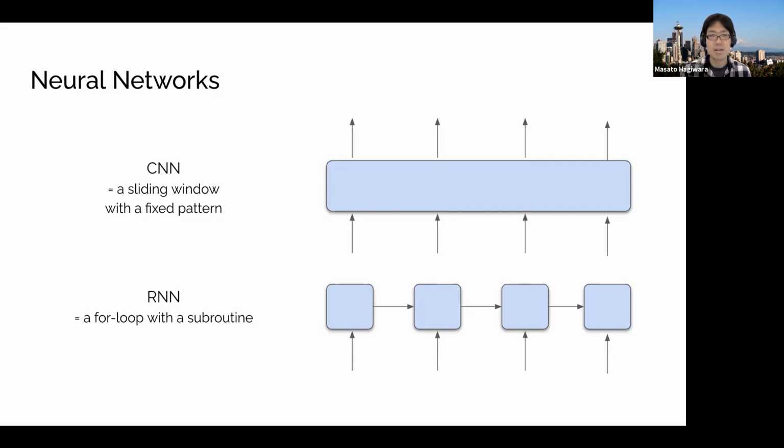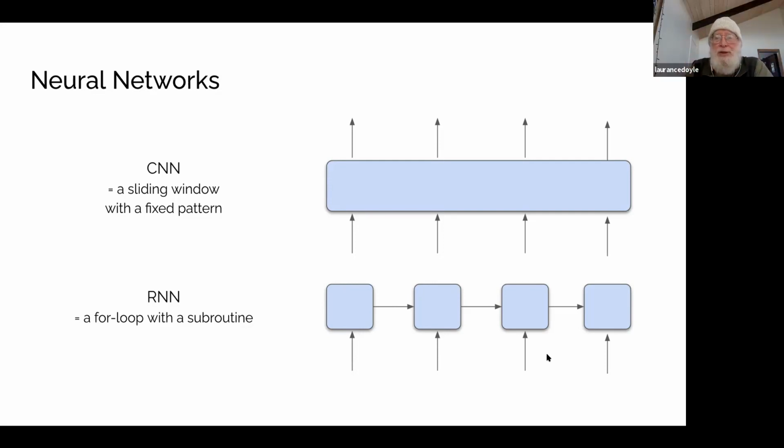So those are CNNs, and RNNs are something like a for loop in a programming language. It has a subroutine, and it gets applied to the input one by one. The first subroutine takes the first input, computes something, and passes it to the next one. The next one does the same computation again, receives the input, does something, and passes it to the next one, and so on. You just keep doing this until you exhaust the input.